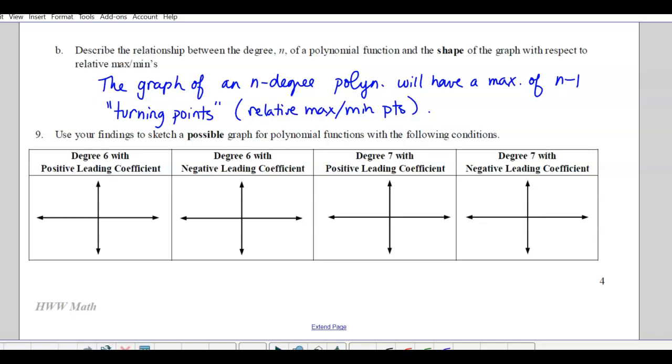So we're asked here to sketch a graph, any possible graph, degree 6 with a positive leading coefficient. So I know it's got to be up there and up there. Positive, and it's even degree. Okay, and then I'm just going to zigzag it through to have 6 x-intercepts. So they're 1, 2, 3, 4, 5, 6.